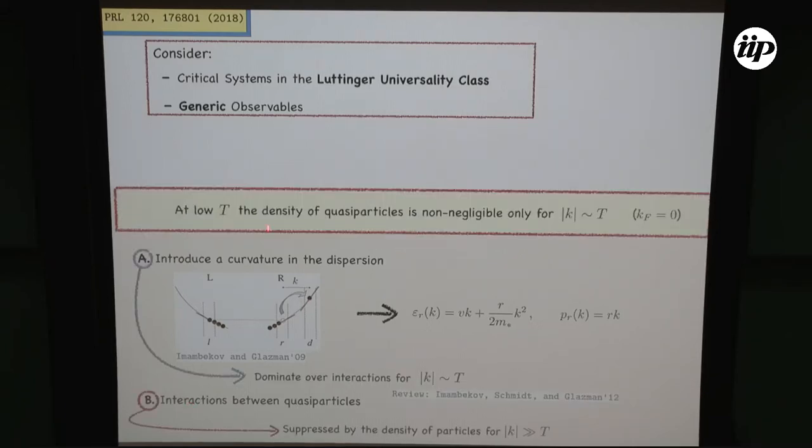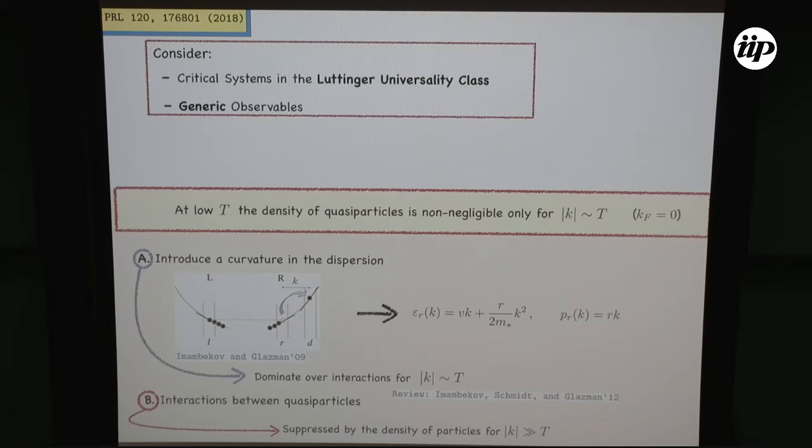But if I take t small enough, it has been argued that basically you can neglect the interaction bit and focus only on this curvature term. The idea is that the density of excitations is non-negligible only very close to the Fermi momentum, so where the energy is zero, basically. At that particular point, the curvature of the dispersion dominates over the interactions. This is explained, for example, in this review by Imambekov, Schmidt, and Glazman.